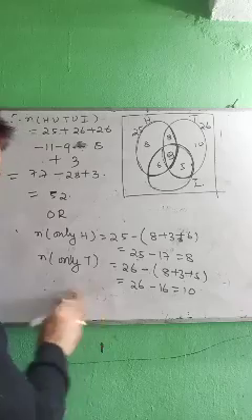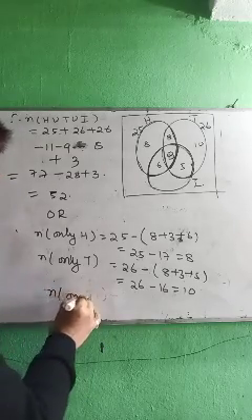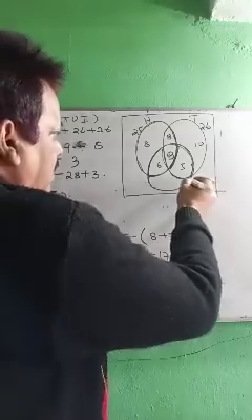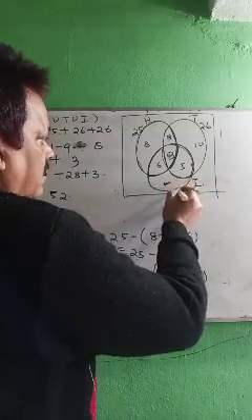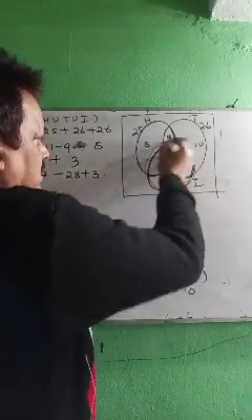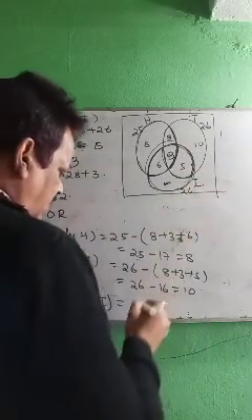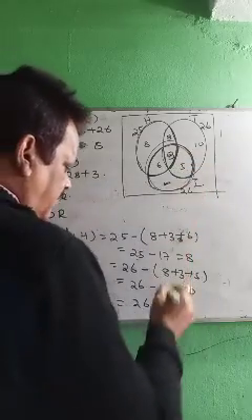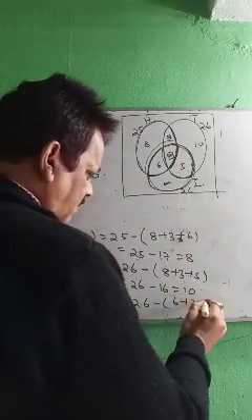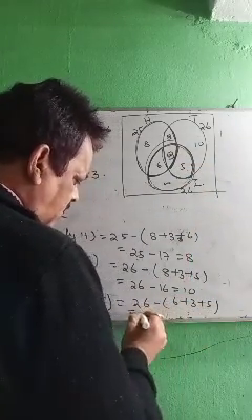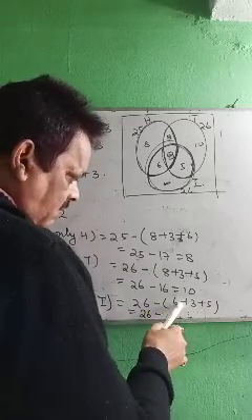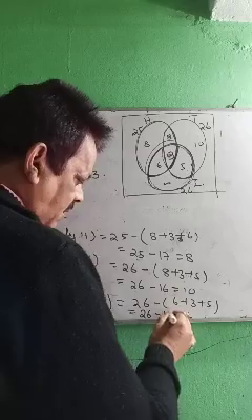Number of only I. Only I means this part. So the total is 26, this is also 26. 26 minus (6 plus 3 plus 5). That is 26 minus 14, which is 12.